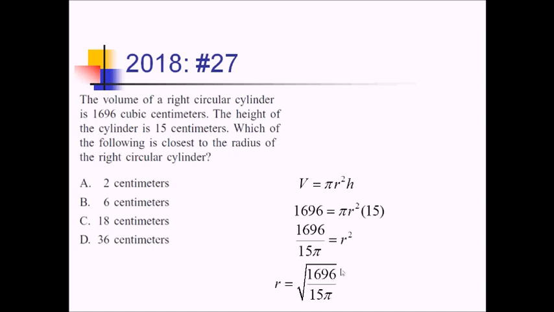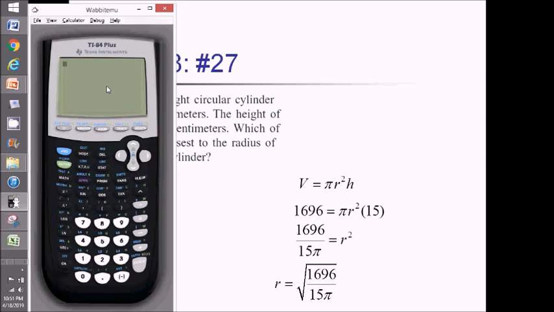And they let us use a calculator, so let's go ahead and use it. So doing this on the calculator, you've got to be kind of careful. I'm going to do the square root of, and now I'm going to use alpha y equals to get my fancy fraction. This way I don't have to worry about doing parentheses.